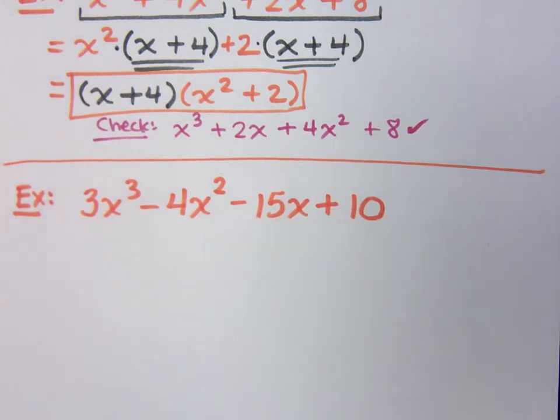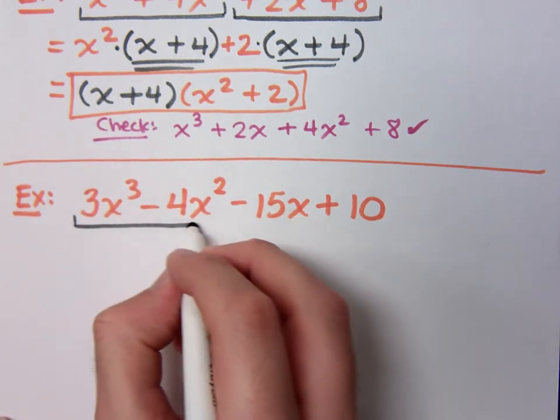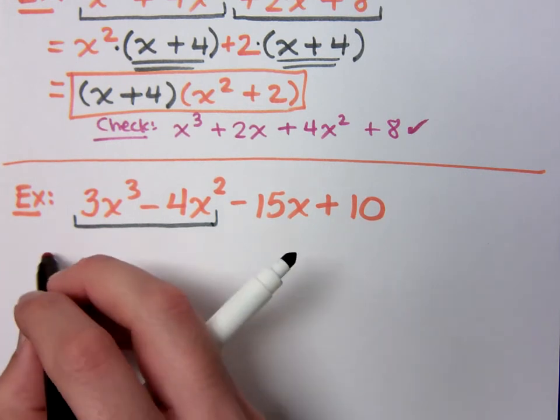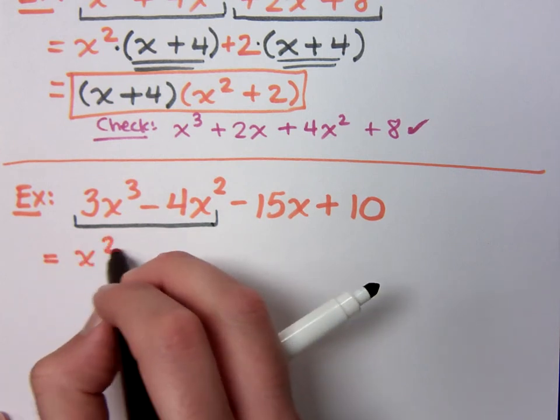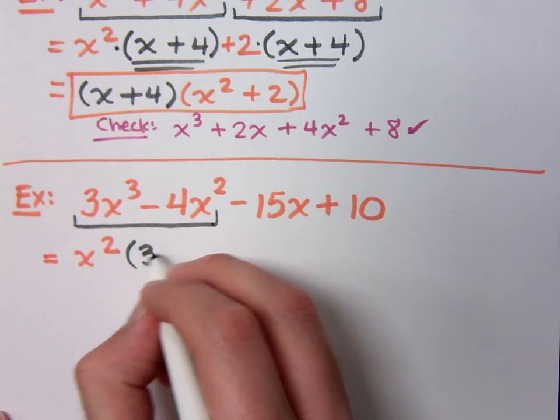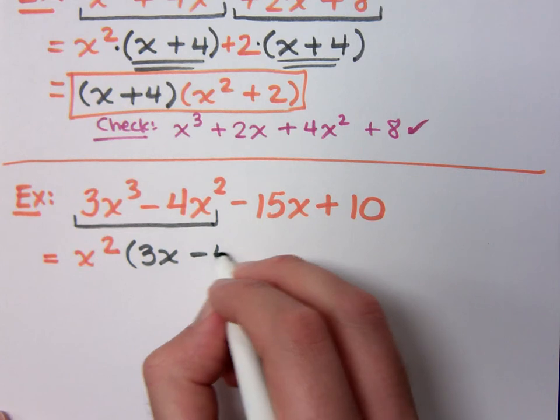Alright, 3x cubed minus 4x squared minus 15x plus 10. Is there a common factor for everybody? No. So I'm going to work this just like the last problem. This problem is already written in descending order, so let's take care of that by looking at the first two terms. What's the common factor in the first two terms? X squared, and then what would I be left with if I factor that out? 3x minus 4.